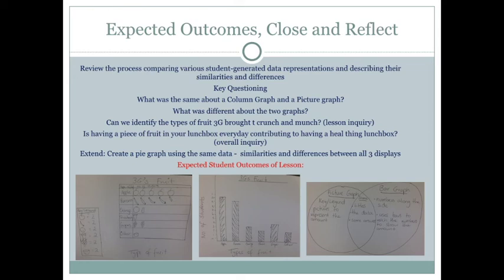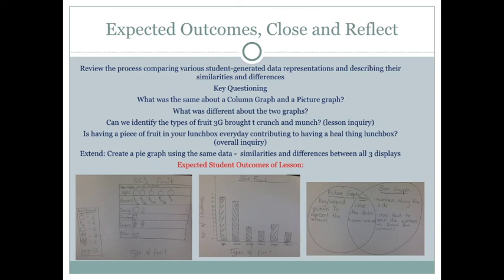By reviewing the process that we undertook in comparing the various student-generated data representations and describing the similarities and differences, by the end of the lesson, students will be able to answer these key questions. What was the same about the column graph and the picture graph? What were the differences about the two graphs? Can we identify the types of fruit 3G brought to Crunch and Munch time?